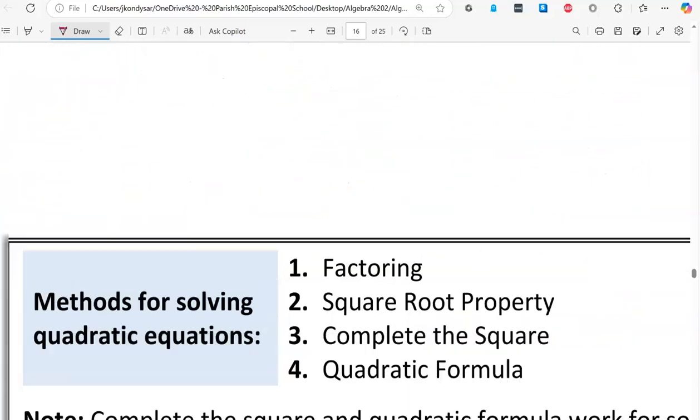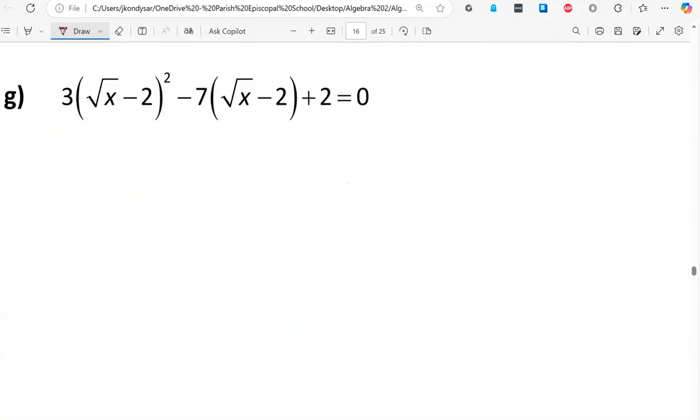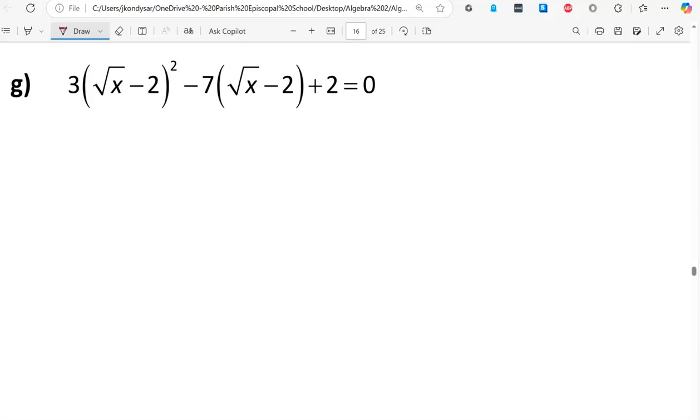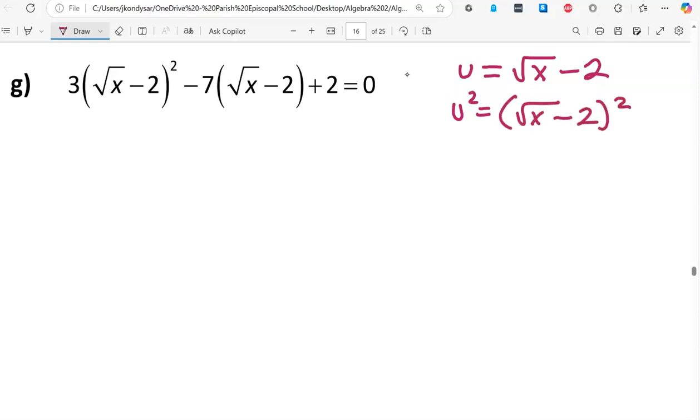All right, we have one left to do, and I think this one may be fairly obvious what to let equal to u to simplify this equation. u should be equal to the square root of x minus 2. And so that means that u squared is the square root of x minus 2, squared. So I'm just going to replace the square root of x minus 2 squared with a u squared, and the square root of x minus 2 with a u. And now we have this nice quadratic equation to solve.